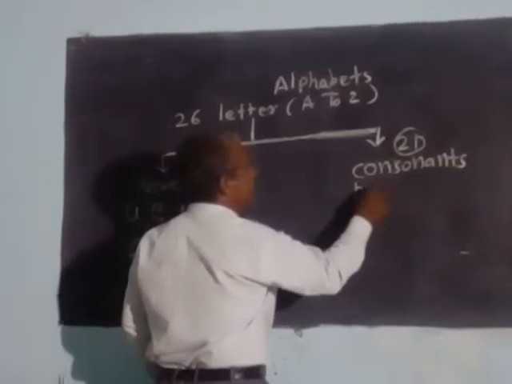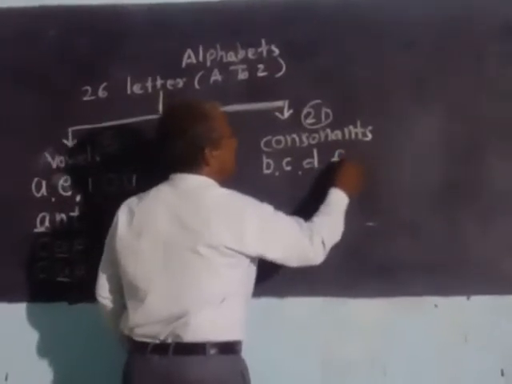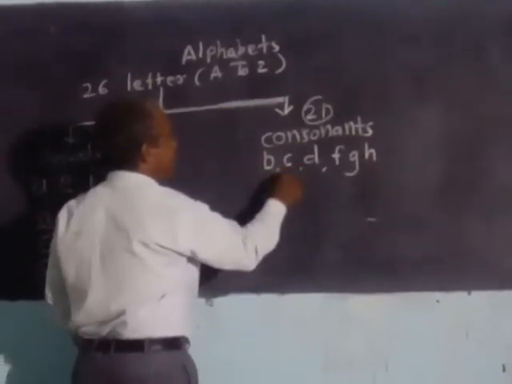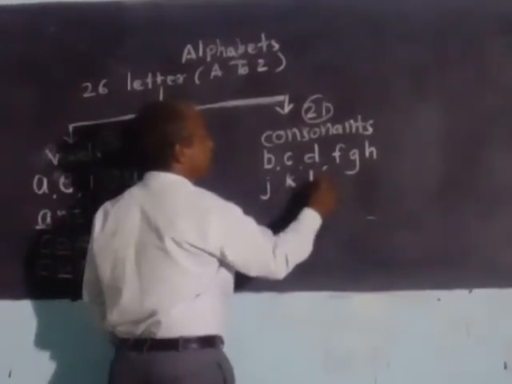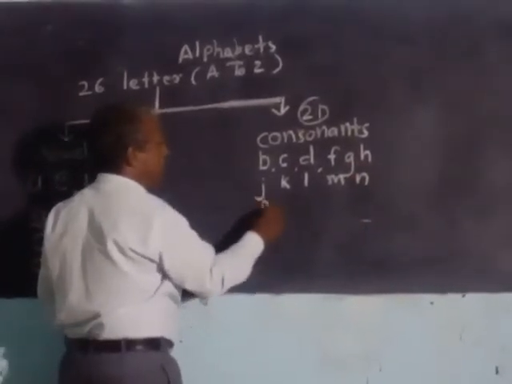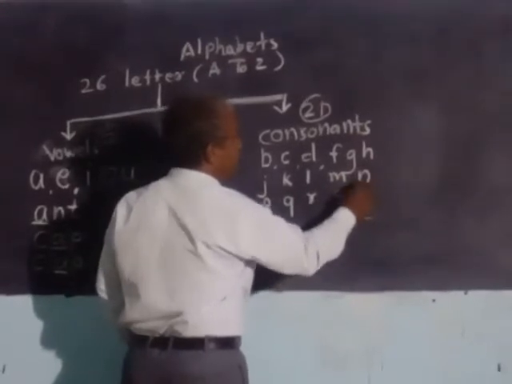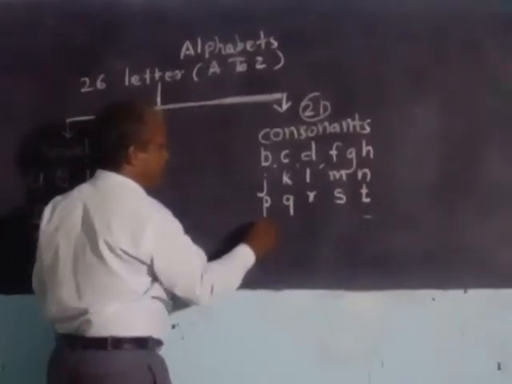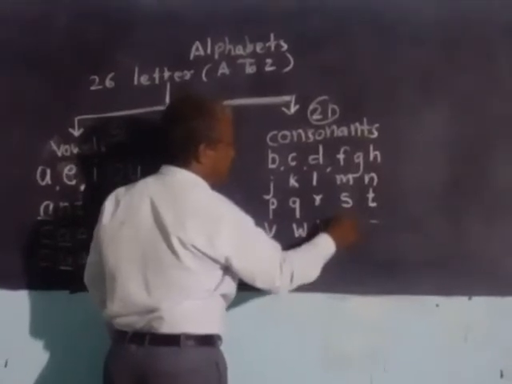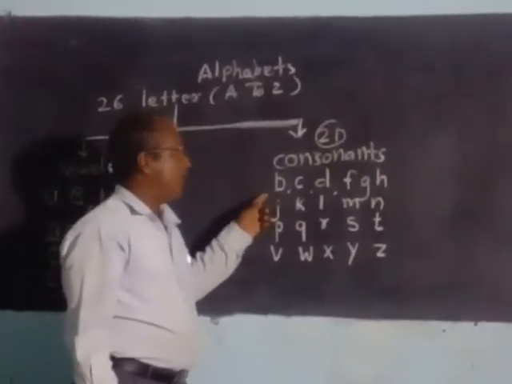B, C, D, F, G, H, J, K, L, M, N, P, Q, R, S, T, V, W, X, Y, and Z. These all letters are called consonants.